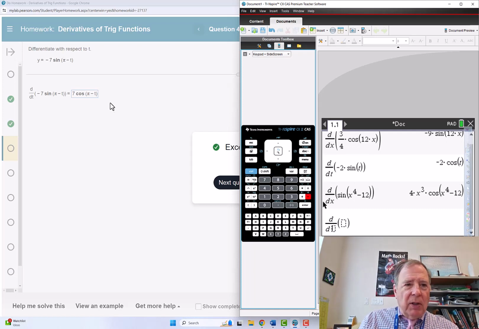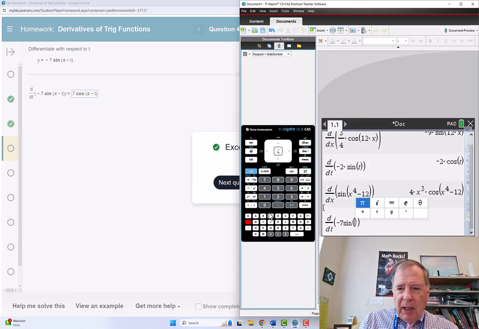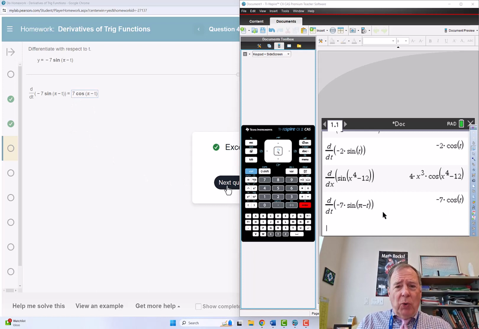Shift minus, and our variable is t, so we're going to put in a t there. Tab, -7 trig sine, and then put in pi minus t. Ooh, that is not the same as what we got by hand and the book said was okay.